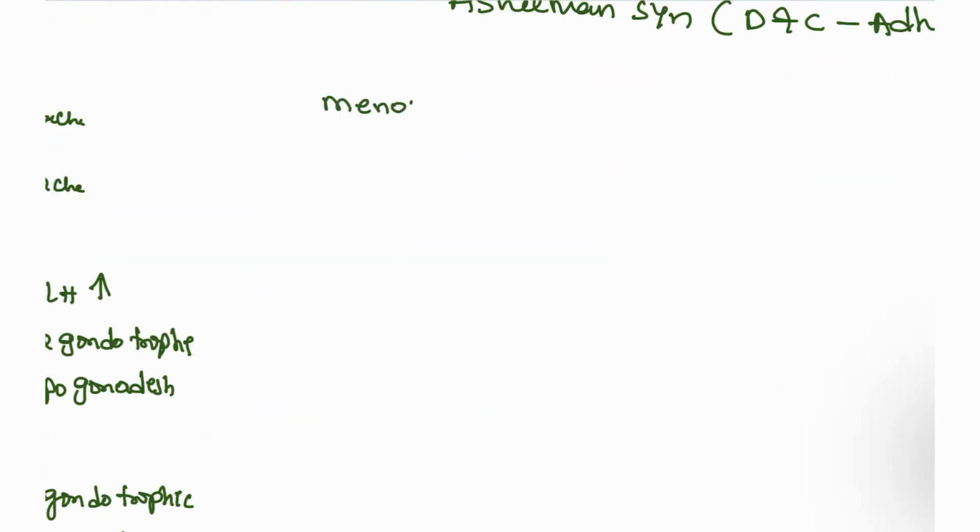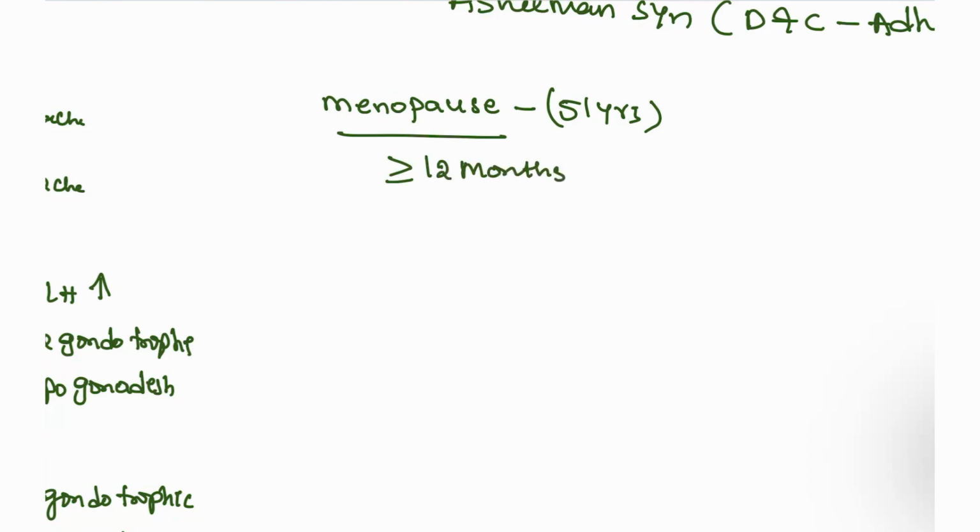Next we are going to discuss menopause. Menopause is at around 51 years on average. When we say menopause, it is around more than or equal to 12 months of not attaining menses. So what is premature menopause? It is when they attain menopause early, at less than 40 years. But clinically, most of the time we check at least 12 months before telling that the patient is in menopause.